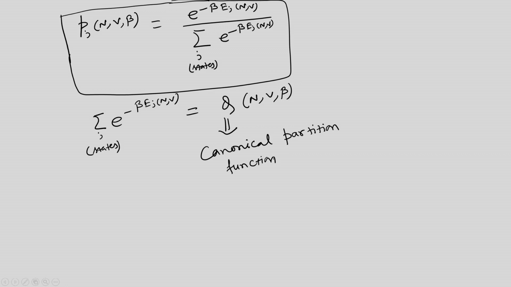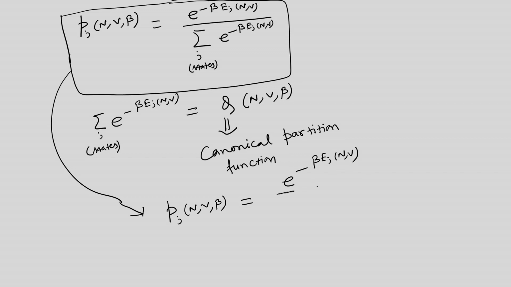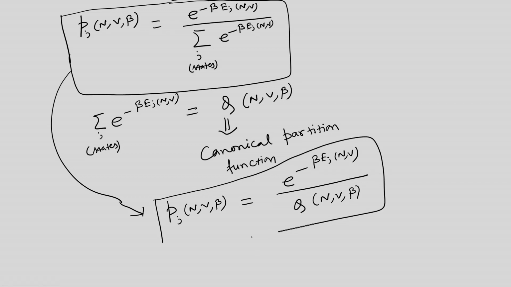So, the expression of PJ now reduces to e to the minus beta EJ divided by Q. Now we have obtained the value of PJ, the probability of state J having energy EJ. Since we have obtained the expression for PJ, we can calculate various thermodynamic quantities. Thank you.